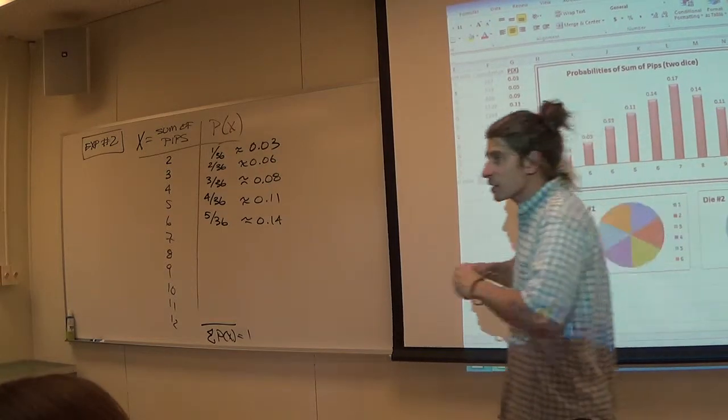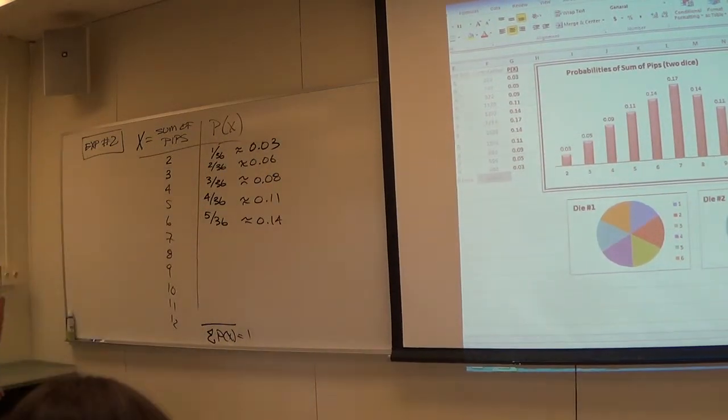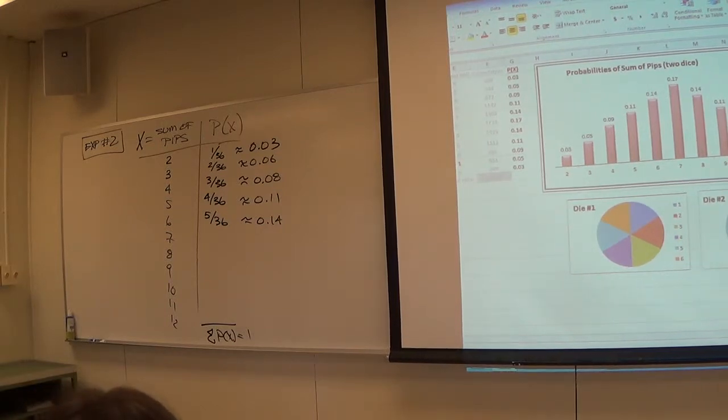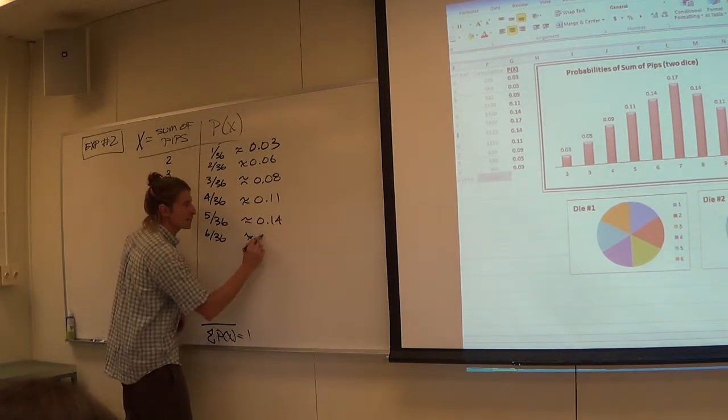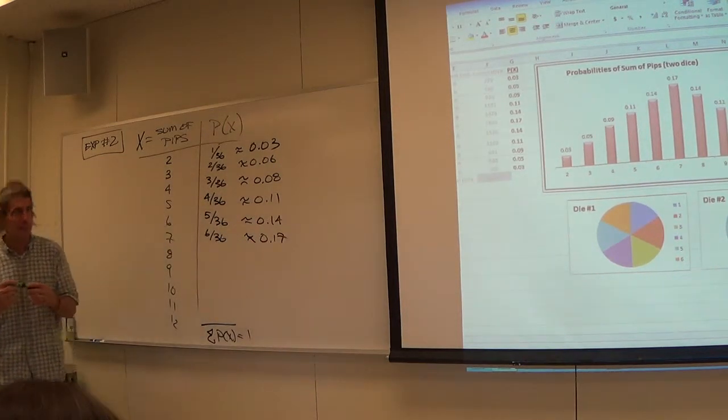So how many ways can you roll a 7? And you see something interesting. There are more ways to make a 7 than any other sum: 1 and 6, 6 and 1, 2 and 5, 5 and 2, 3 and 4, 4 and 3. It's the same as rolling any single number on a single die. It's 6 in 36, which is about 17%. I like writing it as 6 in 36 because that jumps out at you more.